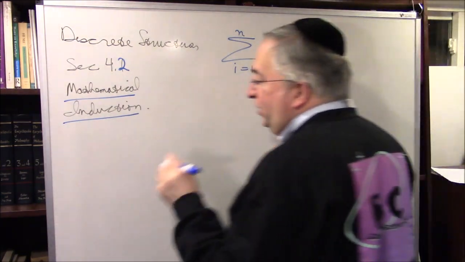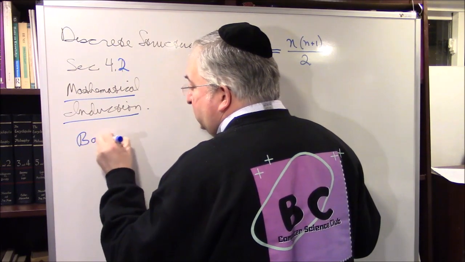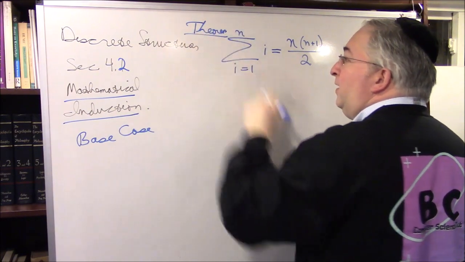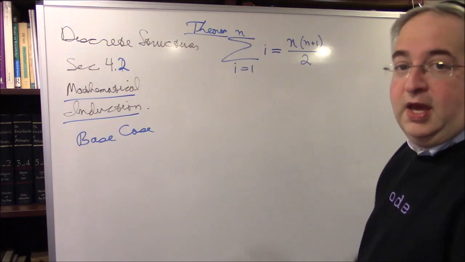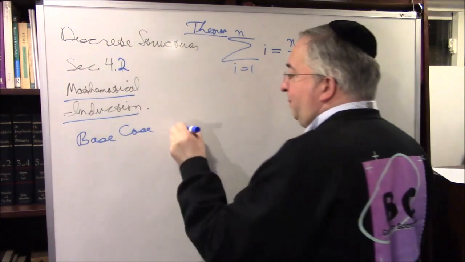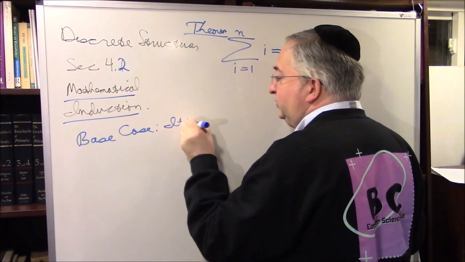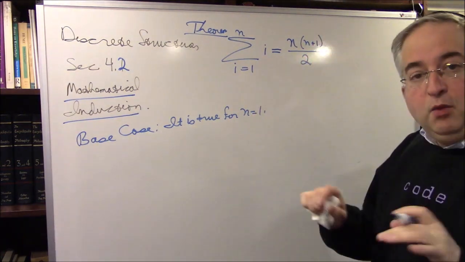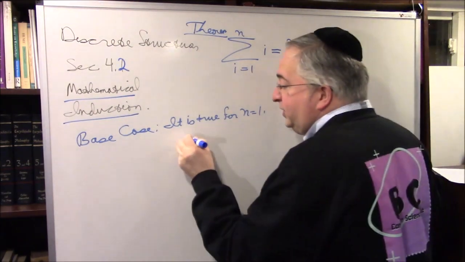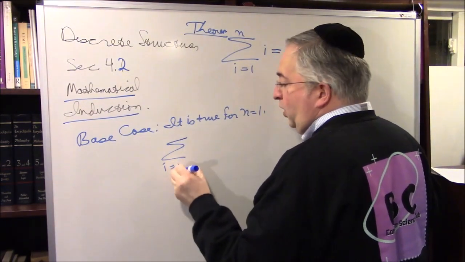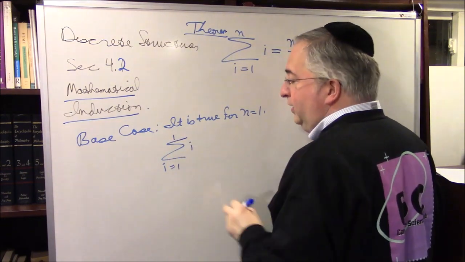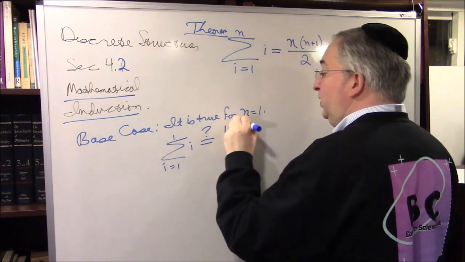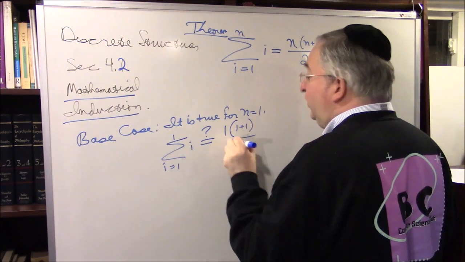So let's do it. Mathematical induction is 2 steps. One is called the base case. So here's the theorem. I want to prove it using mathematical induction, and it's a two-step proof. Base case: it is true for n equals 1. I want to show that it's true for n equal to 1. So watch what it says for n equal to 1. The sum for i equals 1 to 1 of i, question, is that equal to 1 times 1 plus 1 divided by 2?